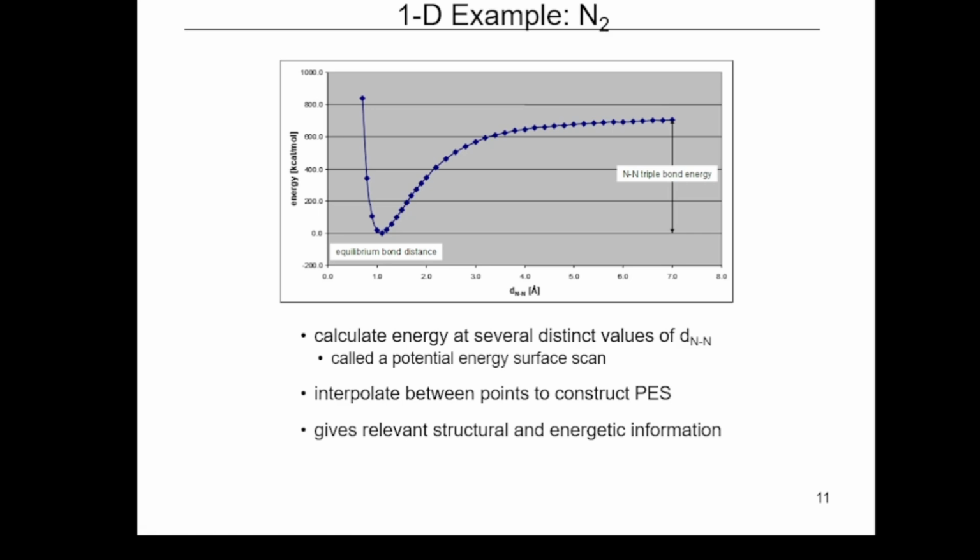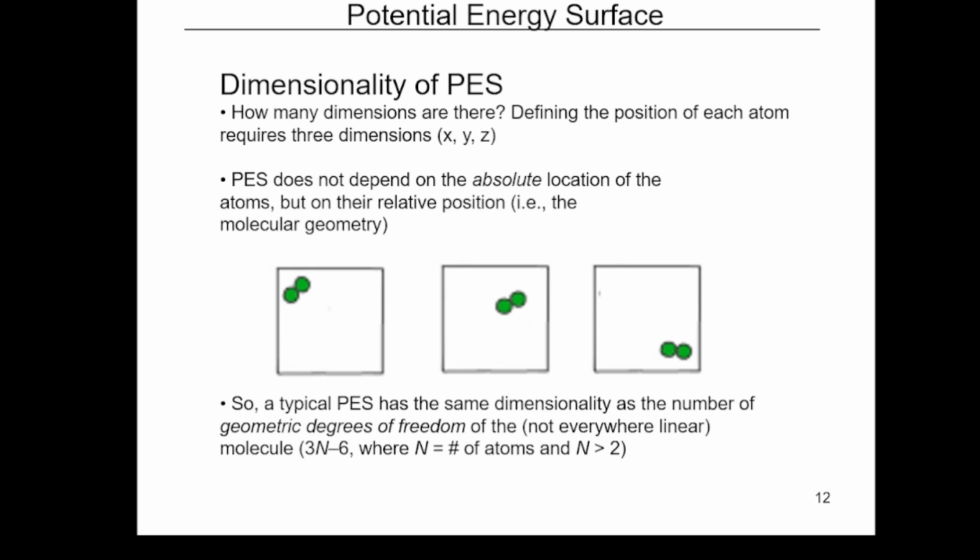For a linear molecule, no matter how much you try, you can never change it from linear to some nonlinear structure. A diatomic molecule will always stay as a linear molecule. So that's why it has only 1 degree of freedom for the potential energy surface. But for molecules bigger than diatomic, it has 3N minus 6 degrees of freedom.